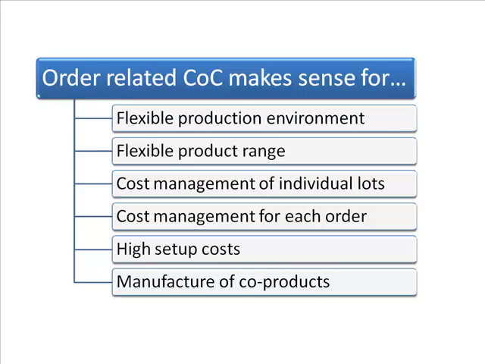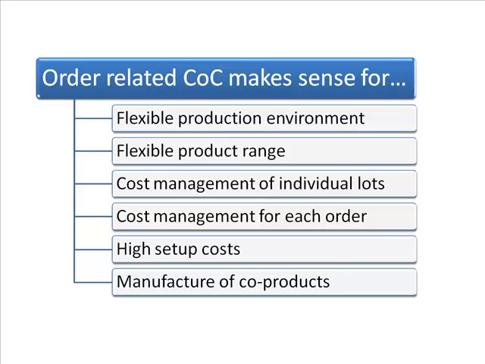And finally, if you're doing what they call manufacture of co-products, in other words, your manufacturing process simultaneously is producing multiple products, what we are effectively saying is that there's a lot of sharing of costs between products. They're tied together pretty closely. Then you might want to tease apart the costs of each of these orders. So you may want to do order related.